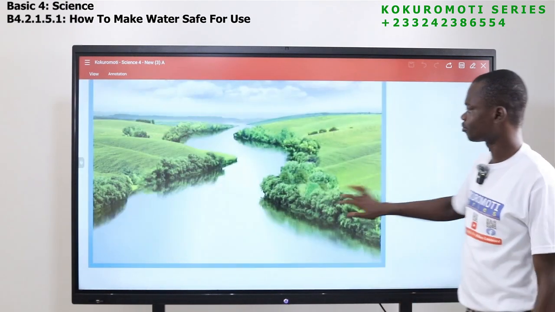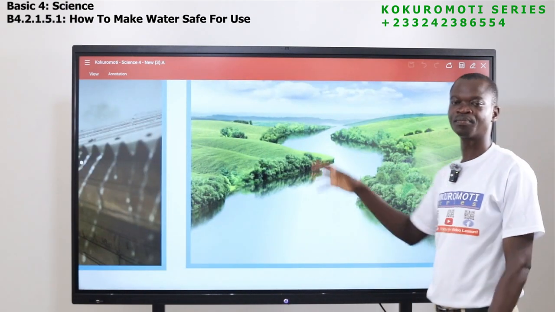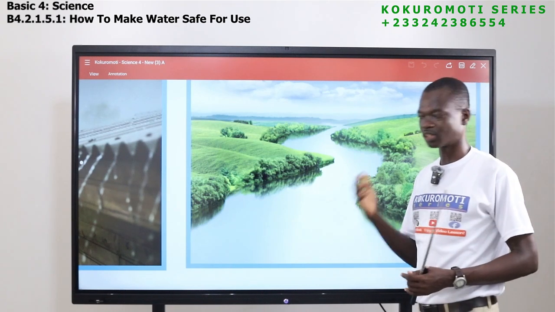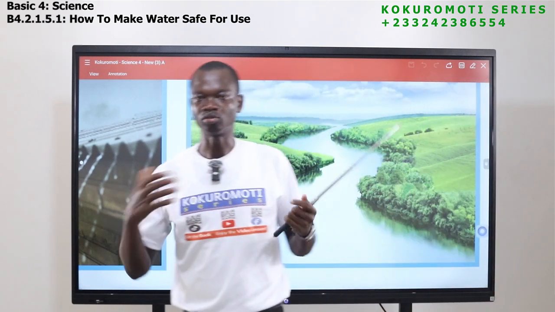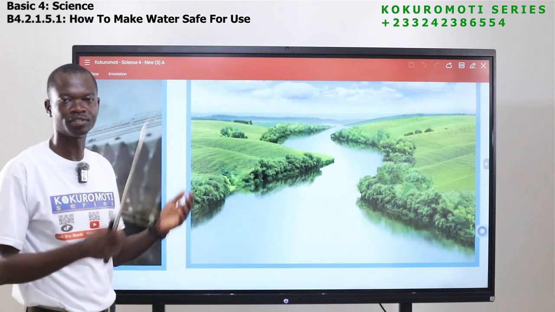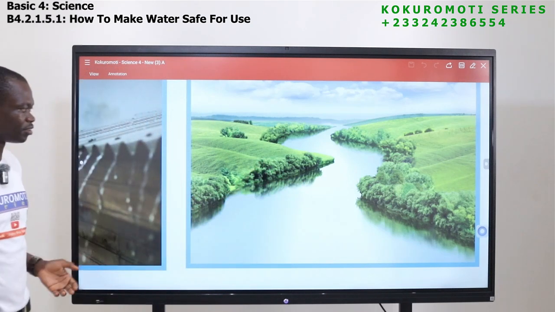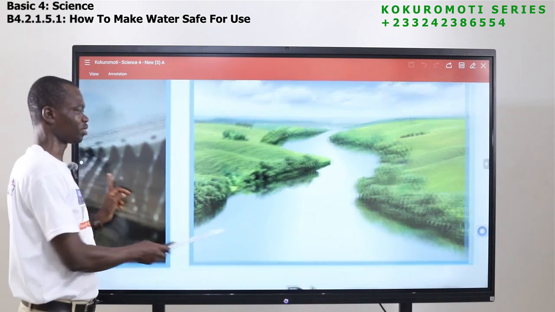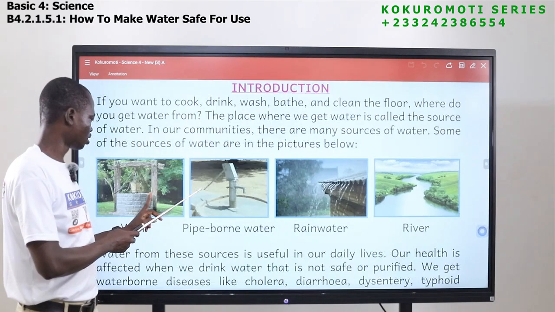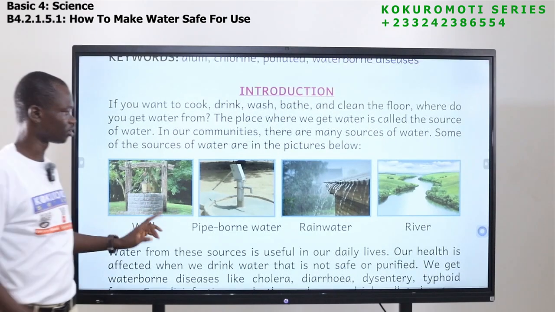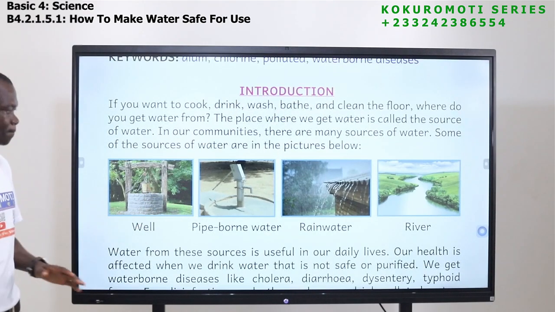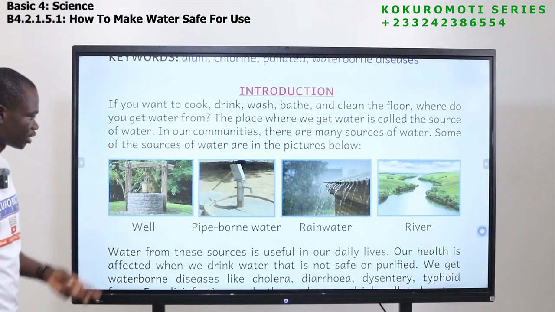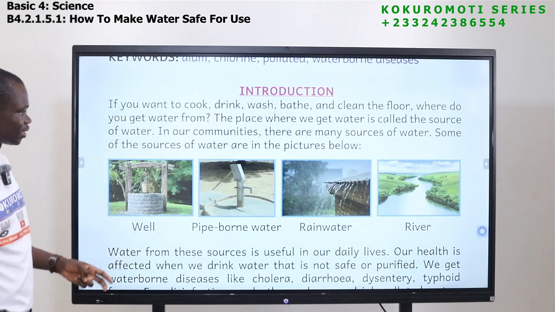Now, okay, the next one, this is a river. You go to the riverside, especially when you go to farm, you go to the bush and we need water to drink, to cook. We go to a nearby river to fetch water. We have other sources of water. Please, these are not all the examples. The sea is part. Pipe-borne is also part, and others.